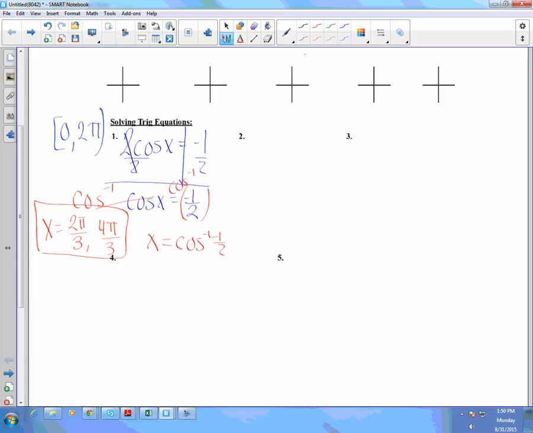Okay? So even though there's the inverse cosine, I think it's a little different. I just think, okay, what angle has cosine equal to -1/2?